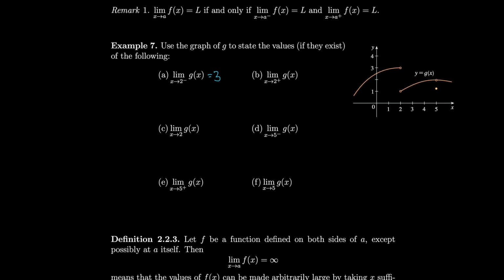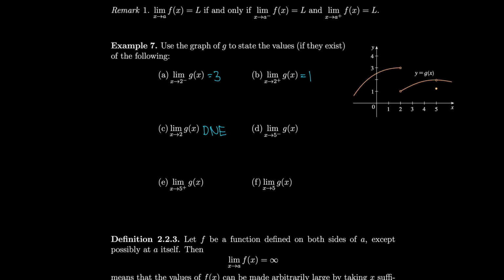If we approach from the right, however, we trace this function along from the right. And as we approach 2, we get closer and closer to 1. So those limits do not match, so that means that the limit of g of x in general as x approaches 2 does not exist.